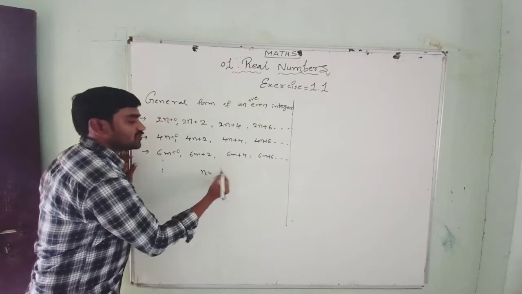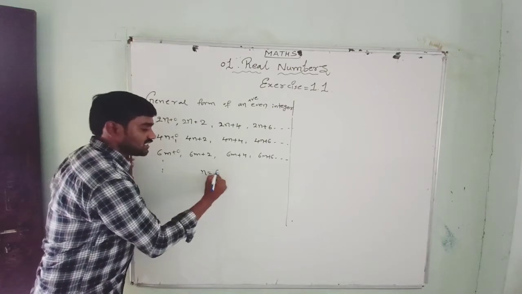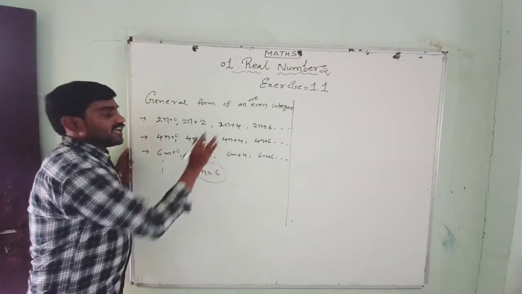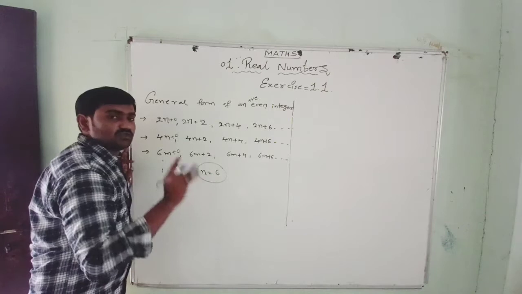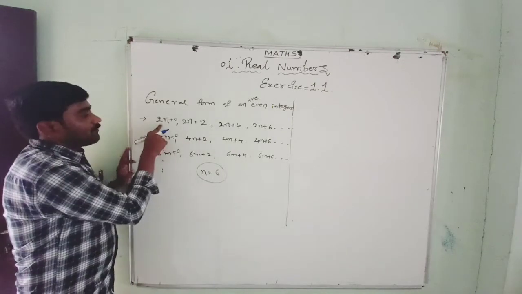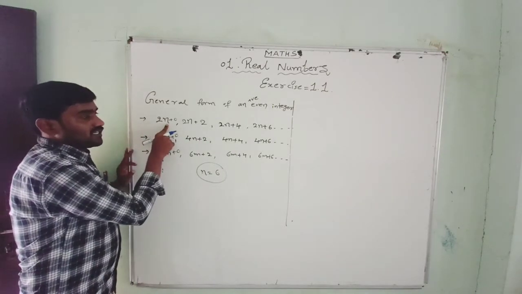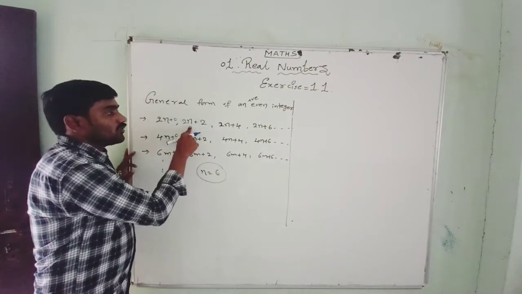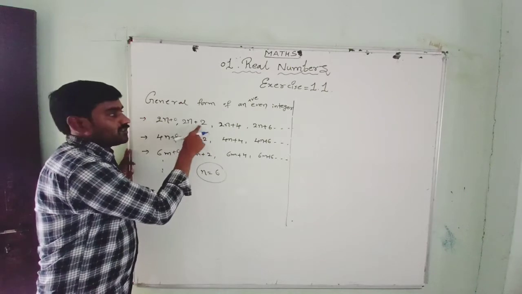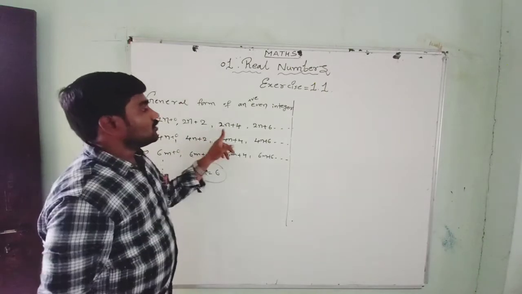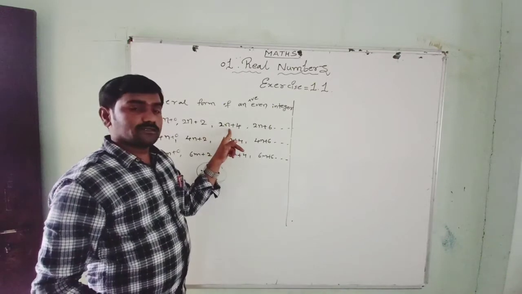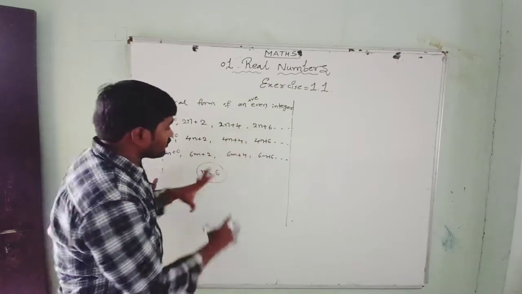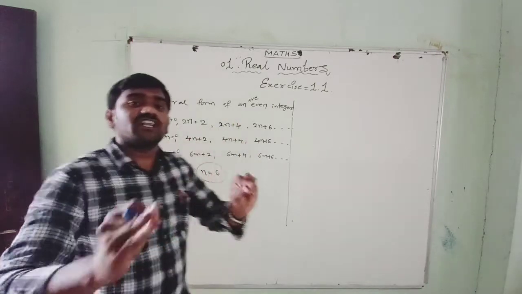Suppose any number you assume, let us assume n equal to 6. Now wherever n is present, you substitute 6, and you always get even numbers. Here 2n, 2 into 6, 12 plus 0, 12 only, an even number. 2n plus 2, 2 into 6, 12 plus 2, 14, it is an even number. 2n plus 4, 12 plus 4, 16, it is also an even number. Wherever you substitute, you will get an even number. That means it is the general form of even numbers.